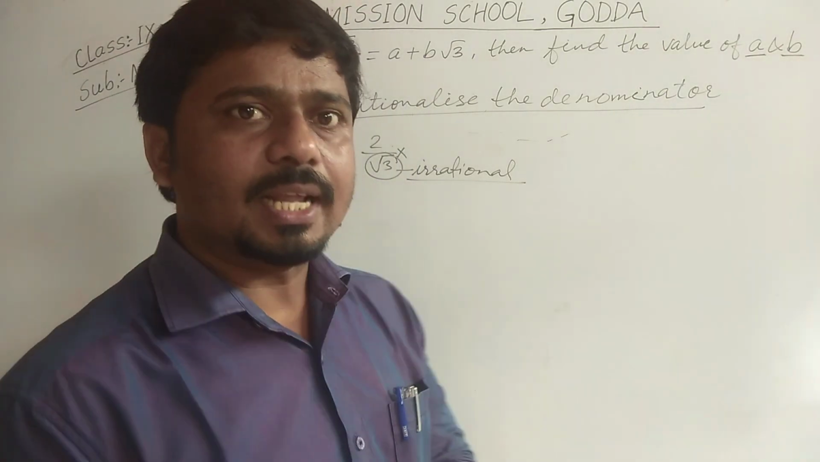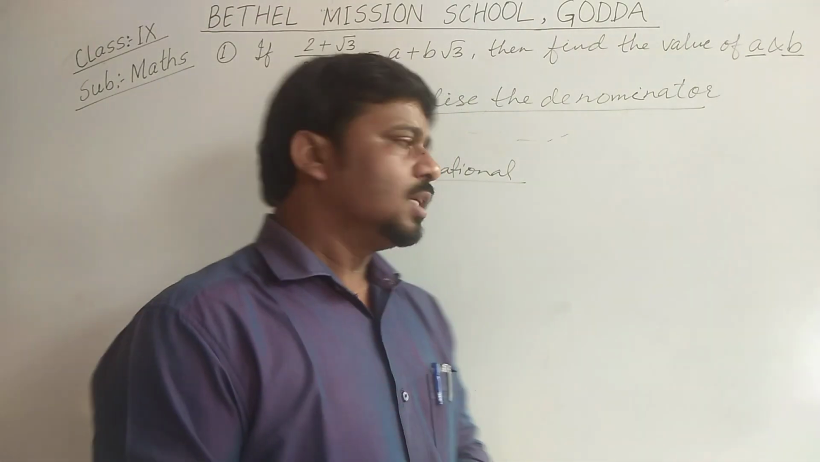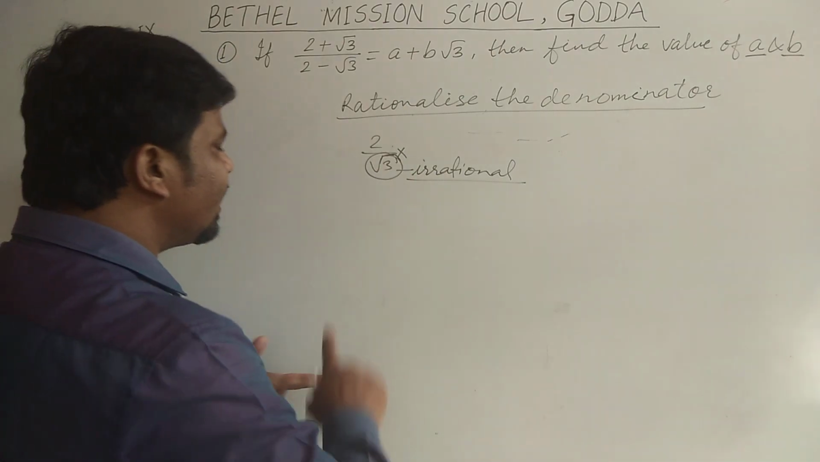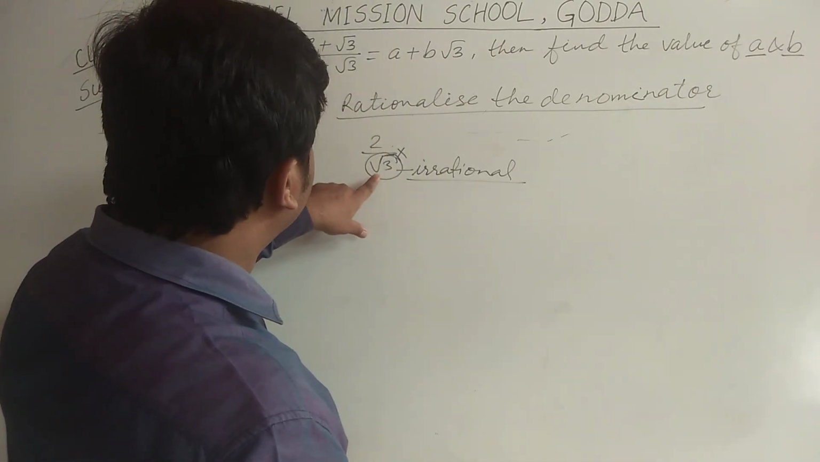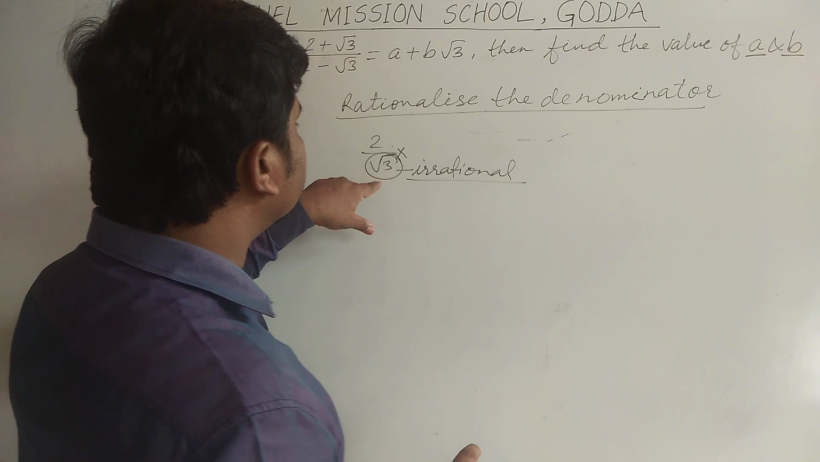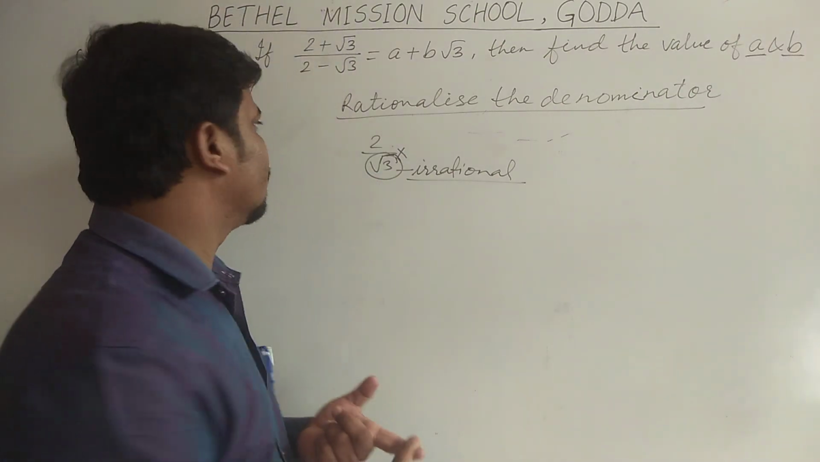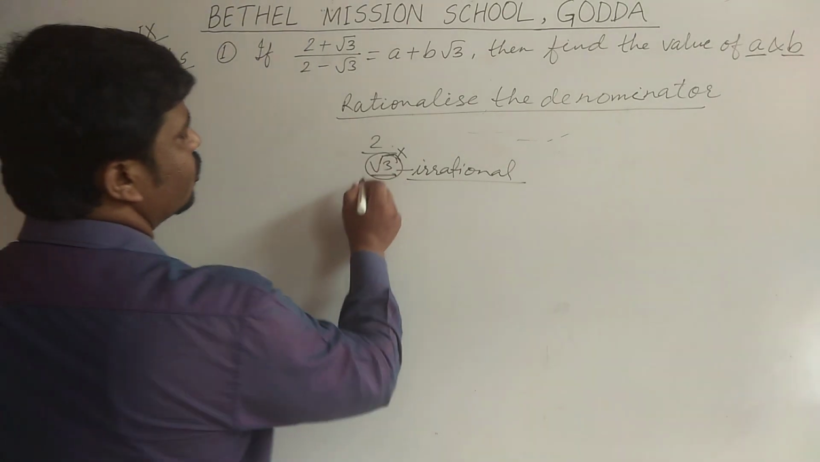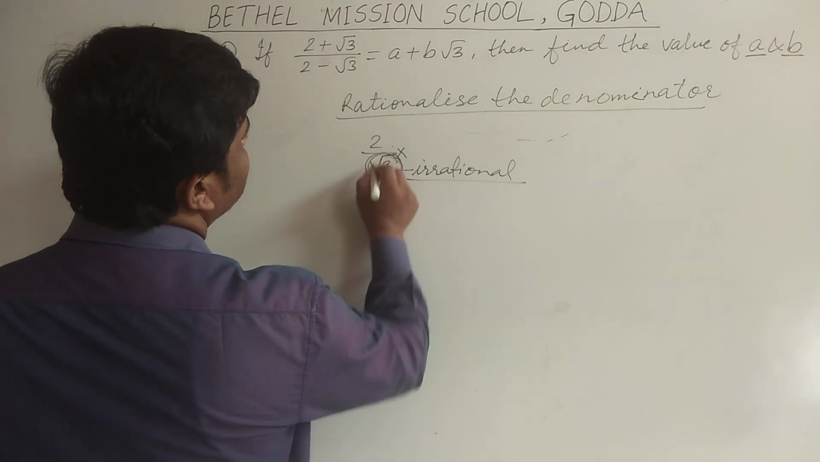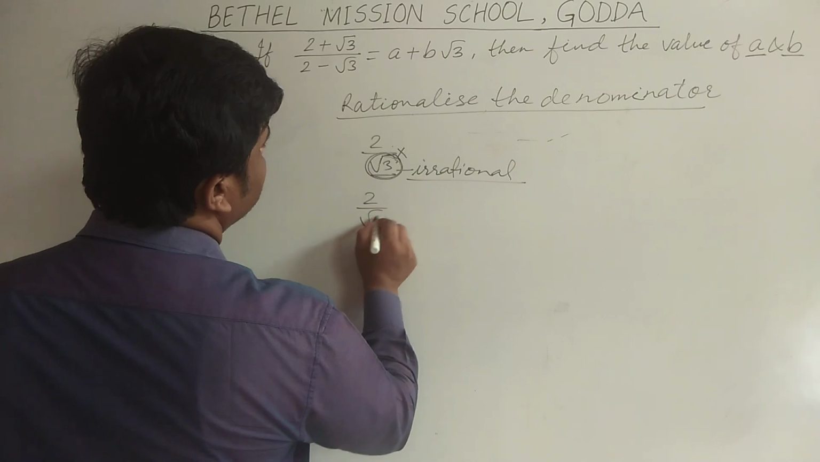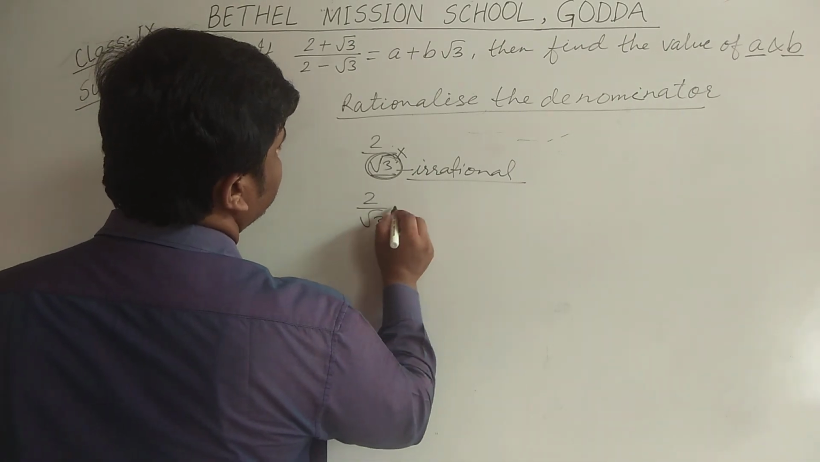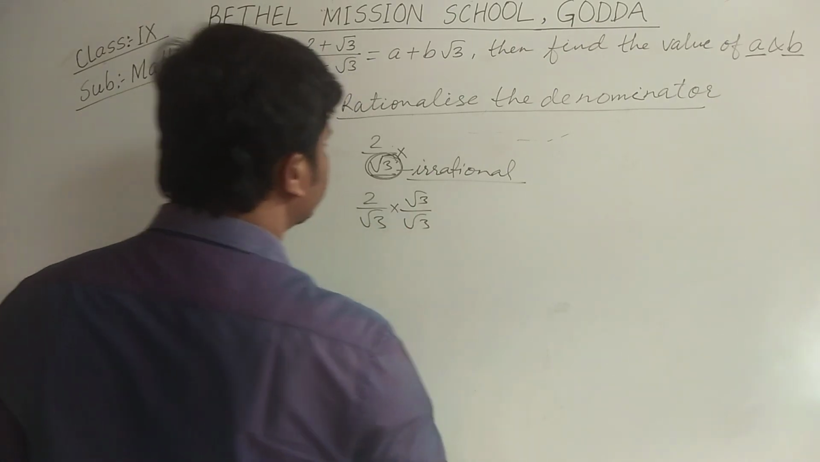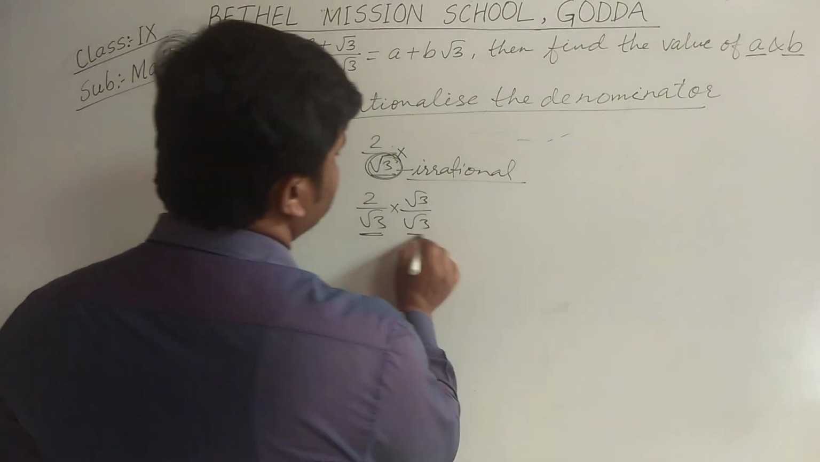Conjugate means rationalizing factor. What is the rationalizing factor? It is the factor by which we multiply this denominator to make it rational. So that will be the conjugate, the rationalizing factor. The rationalizing factor of this number, 2 upon under root 3, will be root 3. So you need to multiply it by root 3.